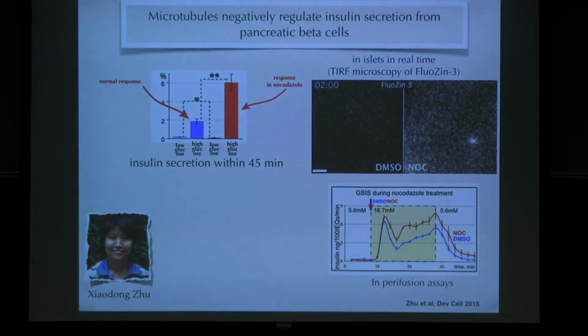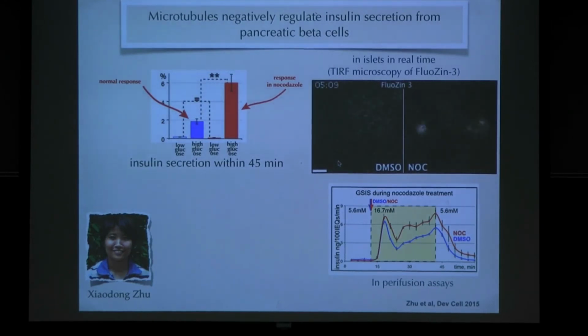So we had to retest this by a variety of means. One of the fancy ways to look at it is to actually record single insulin secretion events. This is a very nice assay, I like it, I'll show you the movie. This is TIRF microscopy, which means that we are looking only at a very thin layer, basically at the cell membrane. And we use FluoZin-3, which is a fluorescent dye, which only fluoresces when it is in complex with zinc ion. But this dye cannot penetrate into the cell.